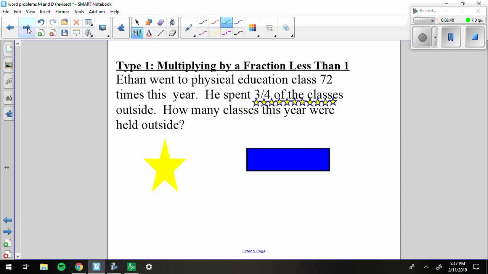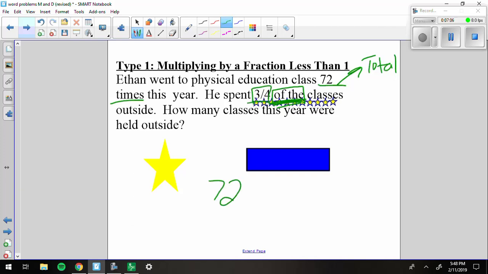So for this one, there is no picture because no one wants to draw 72 things to represent the 72 times. But we know that we have 72 times. That's the total. We have a total. Again, 3/4 of the classes were outside. And again, we're multiplying by a fraction less than 1.